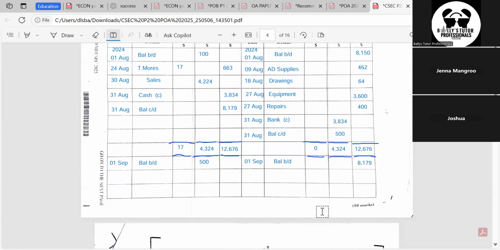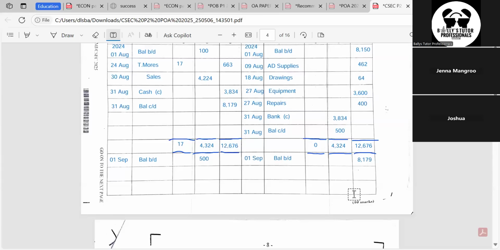And that is 10 marks. That's 10 marks for the exam to see.